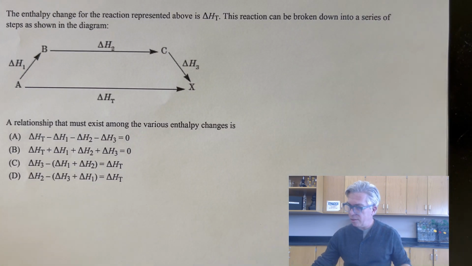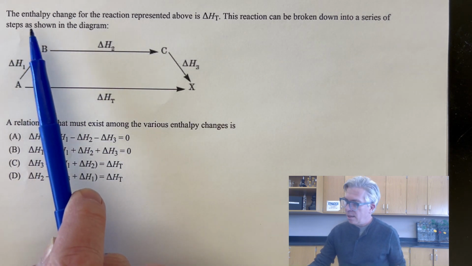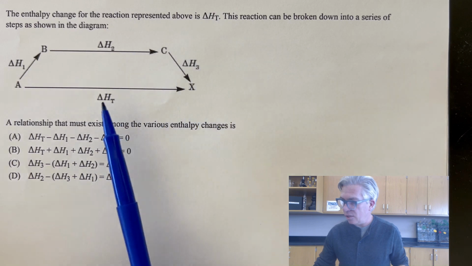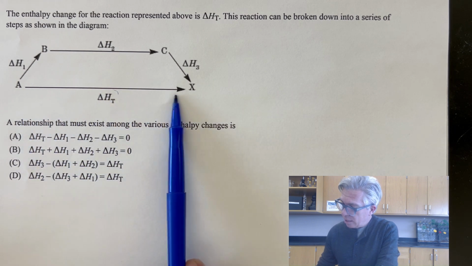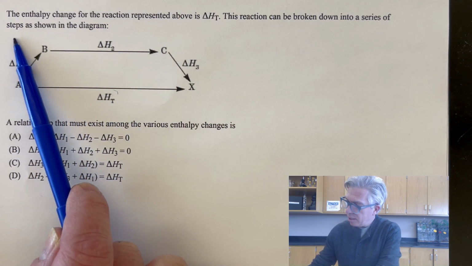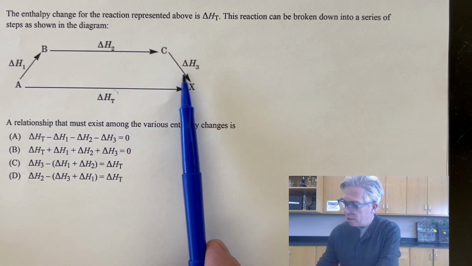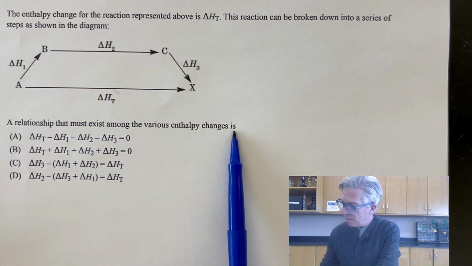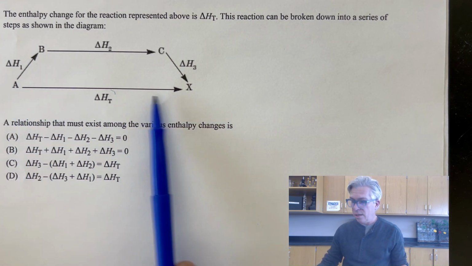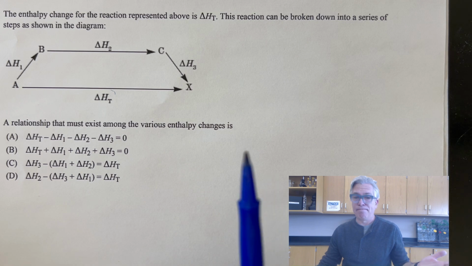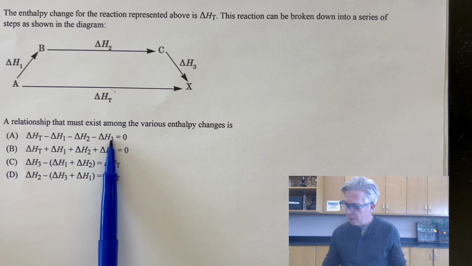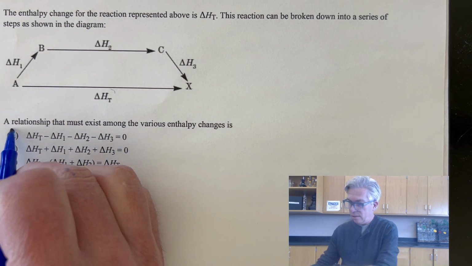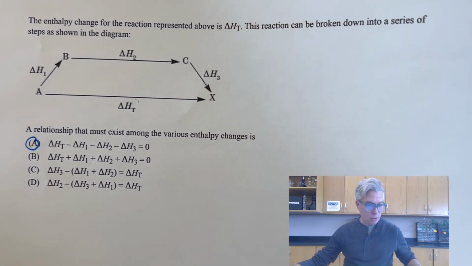Okay, good. Another one where we don't have to do any calculations, but this is all about Hess's law too, I can tell. The enthalpy change for the reaction represented above is delta HT. Do we have the reaction? Nope, but I don't care. Delta HT, that's the overall. This reaction can be broken down into a series of steps as shown in the diagram, delta H1, 2, and 3. The relationship that must exist among the various enthalpy changes, according to Hess's law: if you do it in one step or three steps, the energy change is the same. So which one gives us that? It looks like delta H1, 2, and 3 subtracted from delta HT should give us a difference of 0. They should be the same.